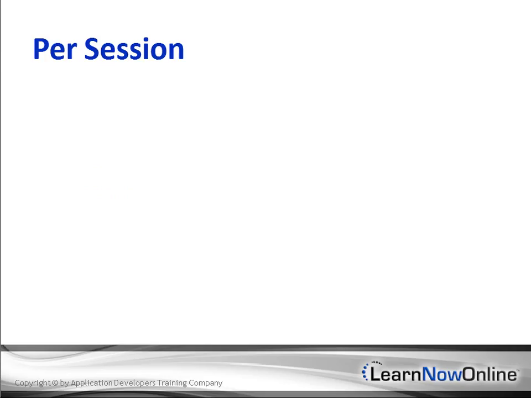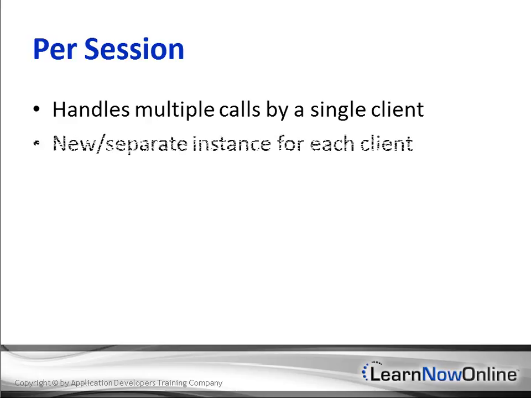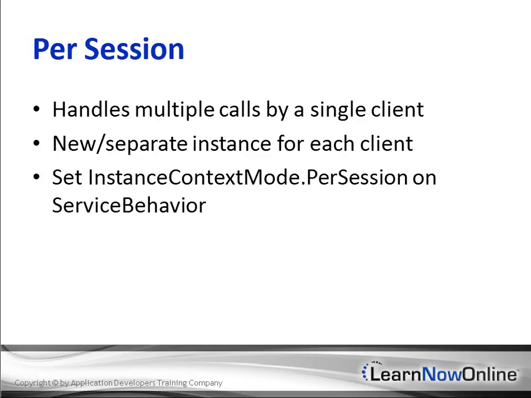Another way to manage the lifetime of a WCF service is via sessions, called per session. A per session service handles multiple calls by a single client. Each client will get their own new separate instance of a service whenever they instantiate the proxy and make the first call. When the proxy goes out of scope, the service goes out of scope. During the session, the per session service will manage state for that client. To configure this, you would set the instance context mode of the service behavior to per session. That's what manages the lifetime of the service.